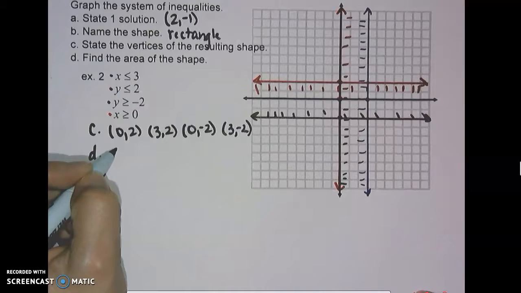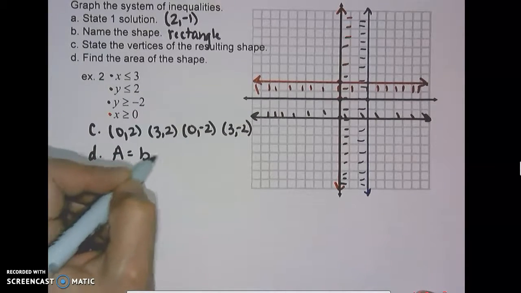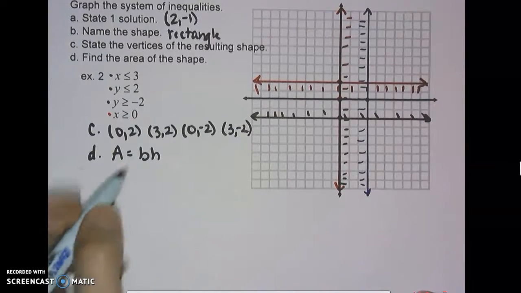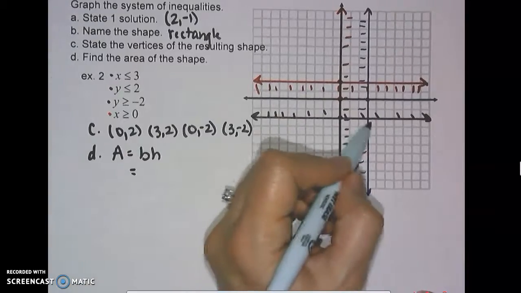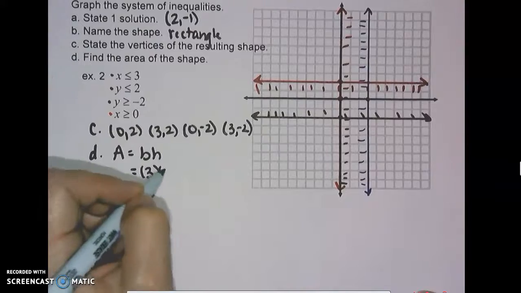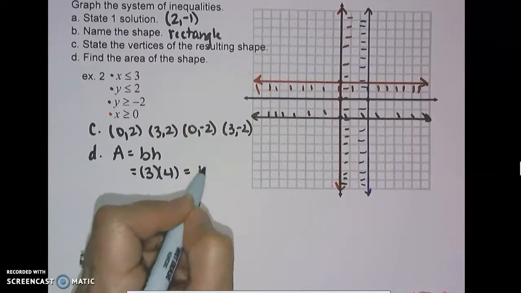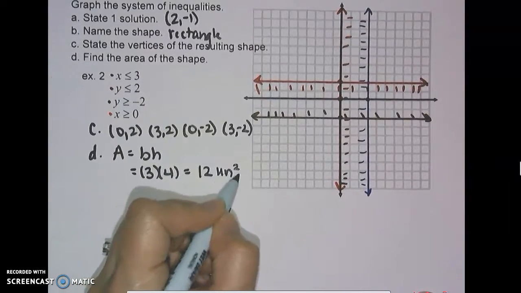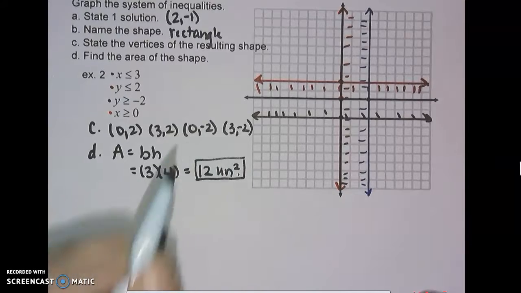All right, find the area of the shape. So the area, this is a rectangle, so the area is just base times height or length times width. So here our base is going to be 3. And our height is going to be 4. When you multiply those, we get 12. And again, we're writing units squared.